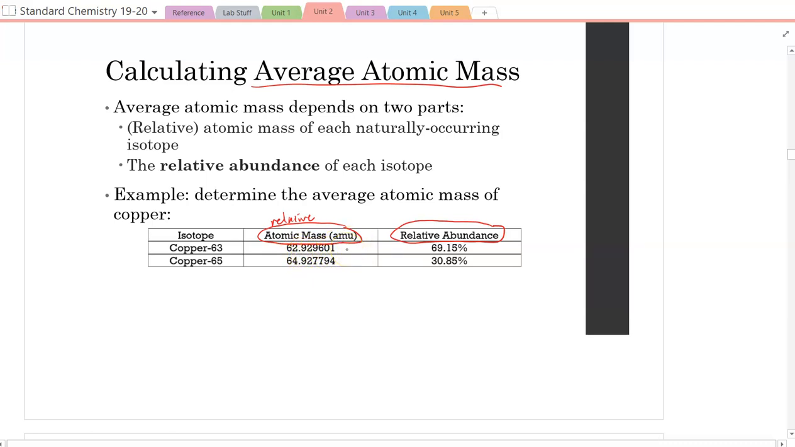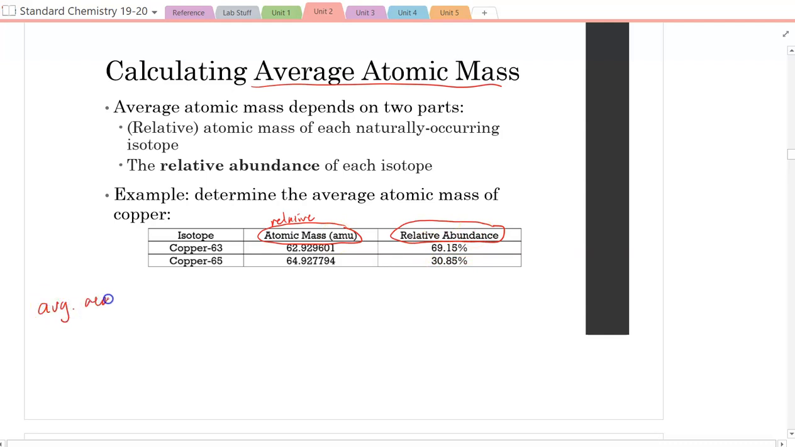So how do we do this? Just like before, the average atomic mass is a weighted average. We can't just stick numbers in and divide by 2. You can't just take the atomic mass and the atomic mass here, take the sum and divide by 2. That's not how this works. You have to incorporate the relative abundance. So it's pretty straightforward. Let's go ahead and write this out.